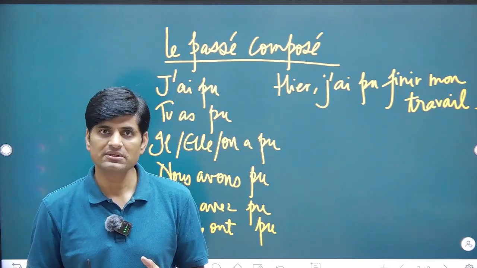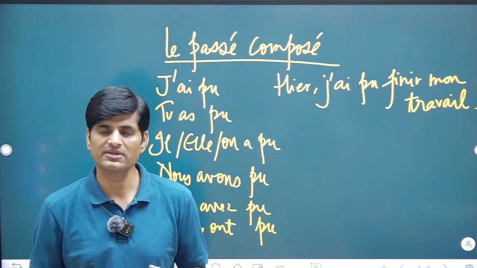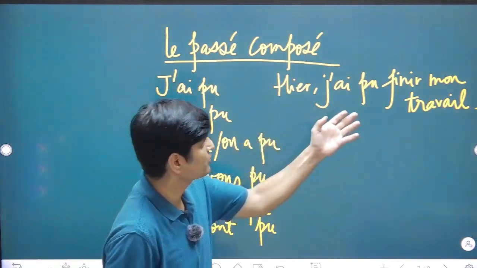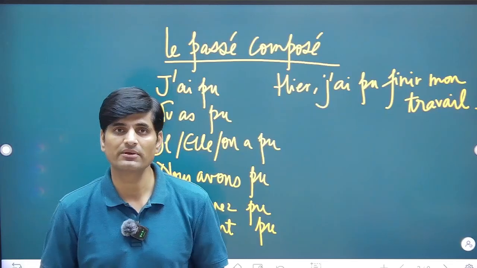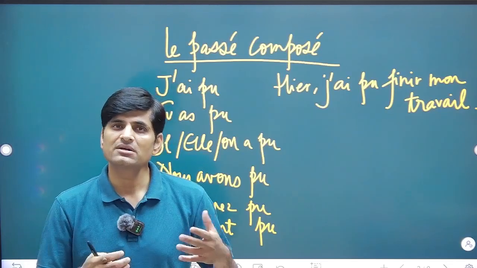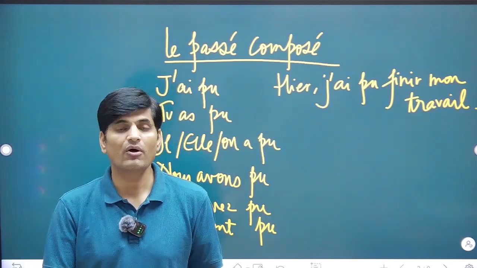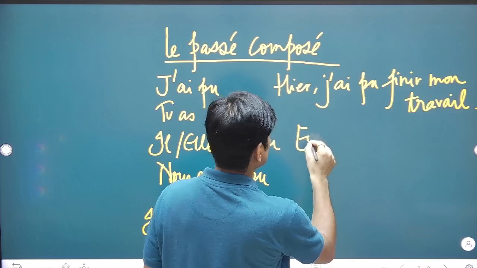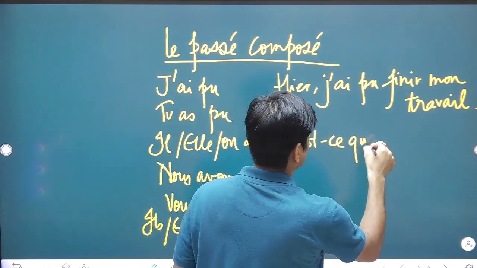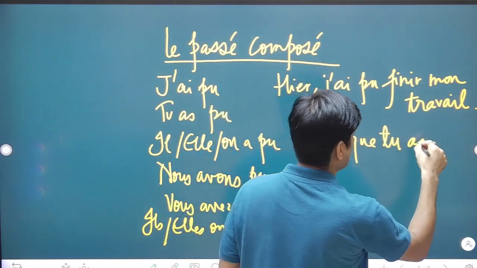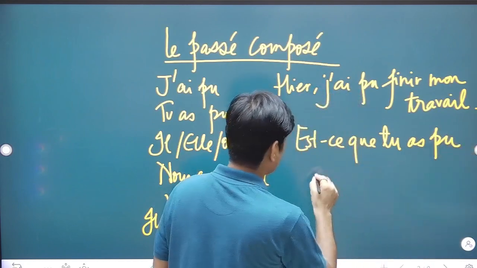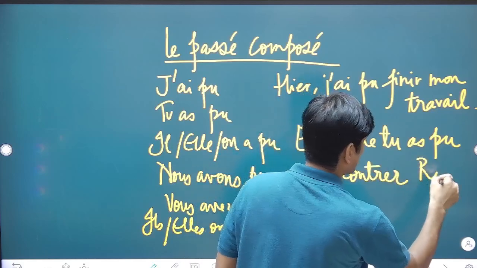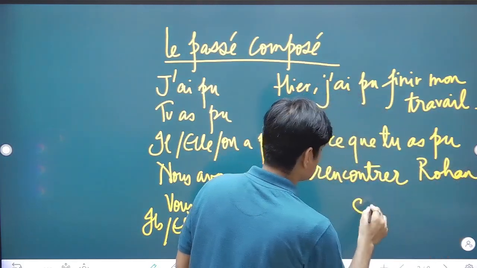It happened, it got finished, and it is over. There's no continuation, neither in past nor in present. It is over now. J'ai pu finir mon travail. If you ask someone, could you meet Rohan yesterday or could you meet Rohan this morning? So, est-ce que tu as pu rencontrer Rohan ce matin?